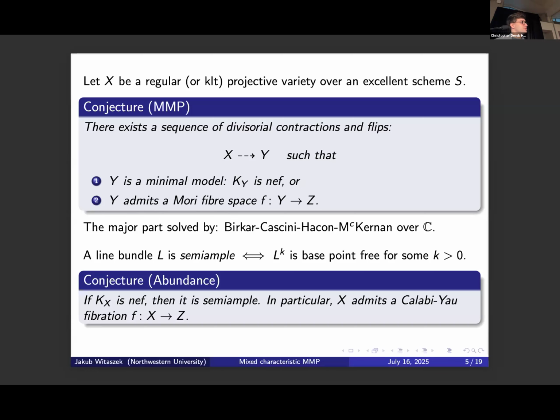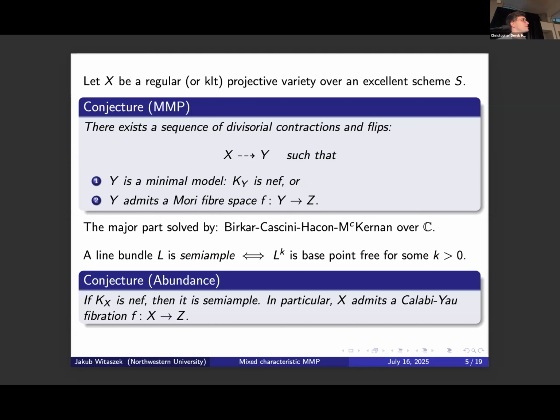Then we are going to apply the abundance conjecture and construct a Calabi-Yau fibration whose target should be of strictly general type. This way, we decompose our variety into the three basic blocks I mentioned in the beginning. Unfortunately, the abundance conjecture is open beyond dimension 3 over the complex numbers. So that's a very brief recap of the very foundations of the minimal model program.